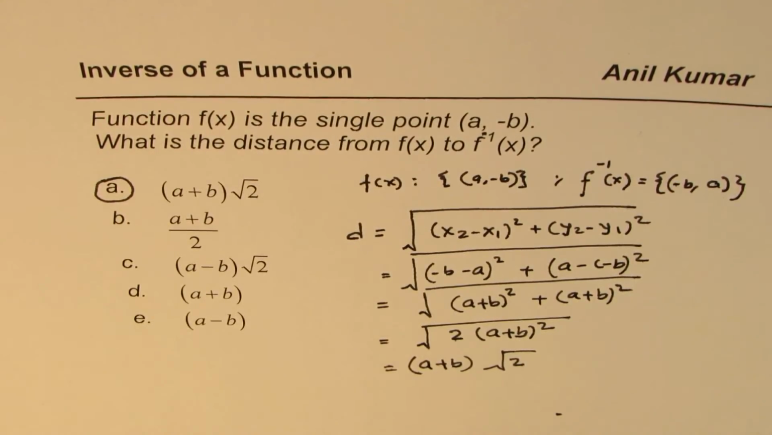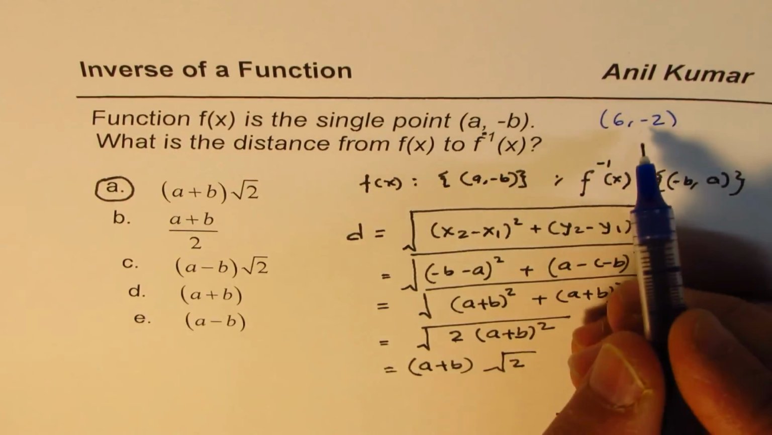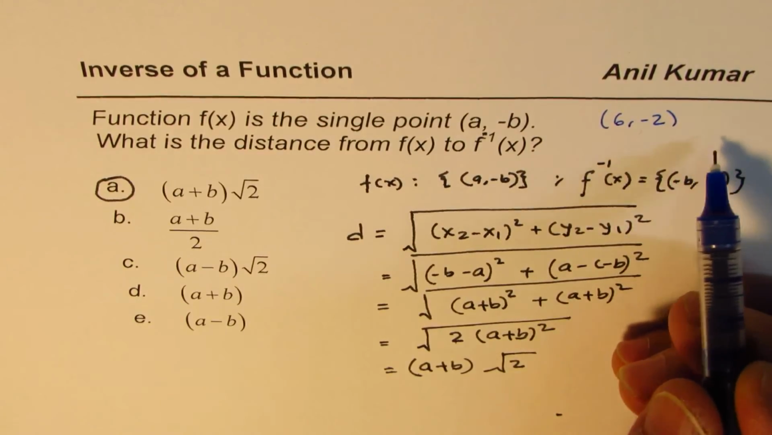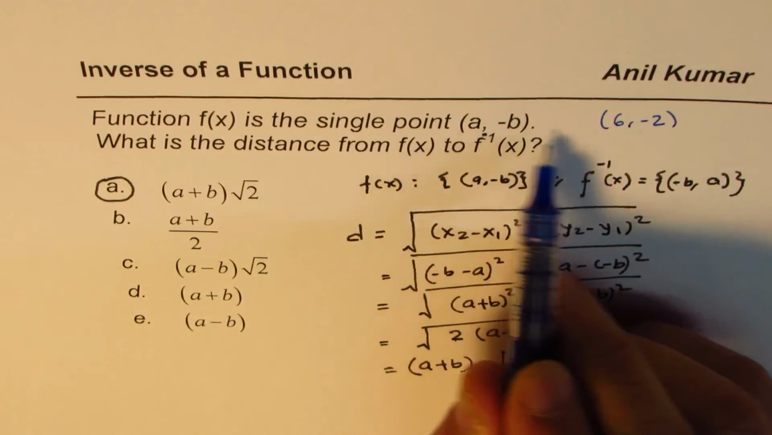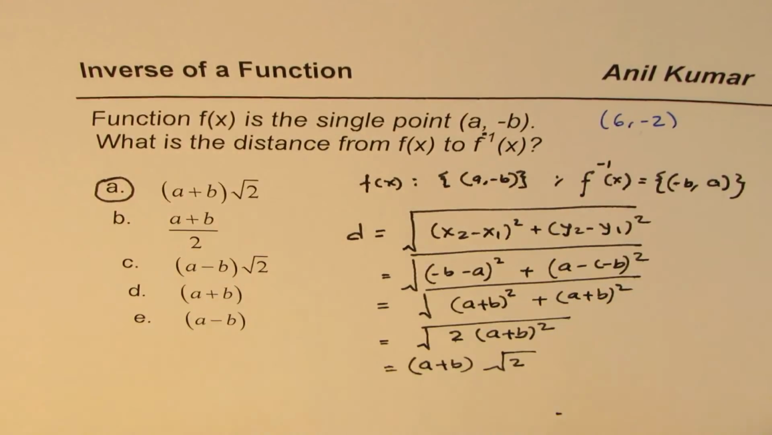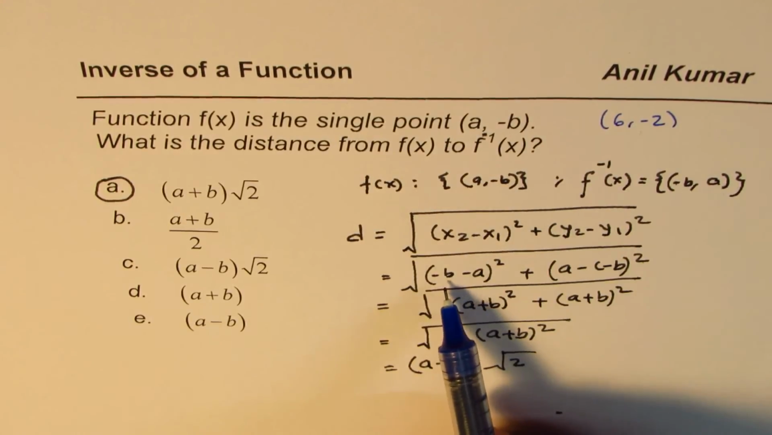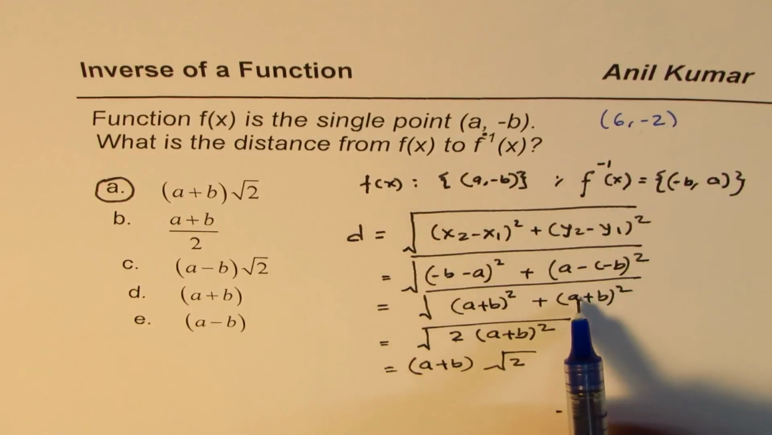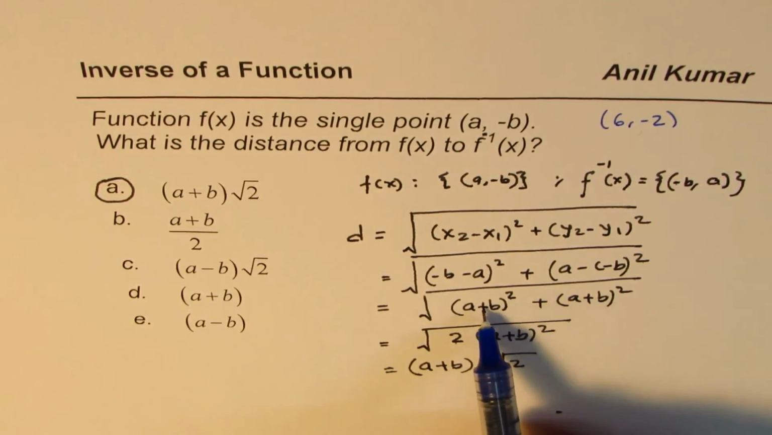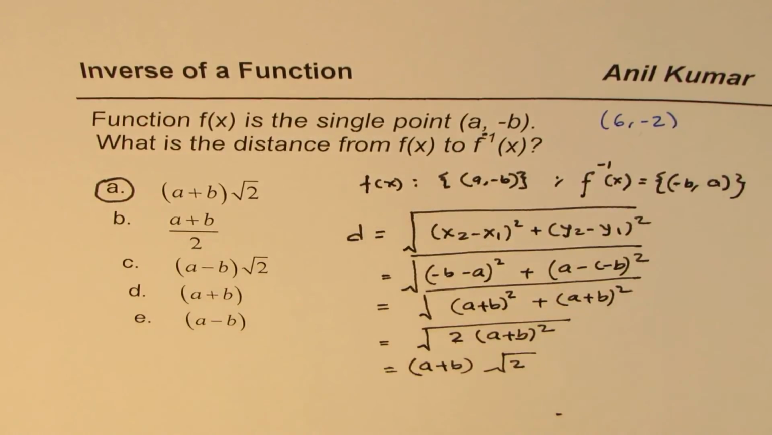You can try with different coordinates. For example, you could replace this value with, let's say, 6 minus 2. Then what should be your answer? When you add them up, then what do you get? When we have this point 6 minus 2, you can add them up and then do square root 2 to get the answer. So go through these steps. We are just saying x2 minus x1, which is minus b minus a whole square, plus y2 minus y1, a plus b becomes whole square. Now these terms are squares, taken out will give you a plus b, and then square root 2. So we get our answer.